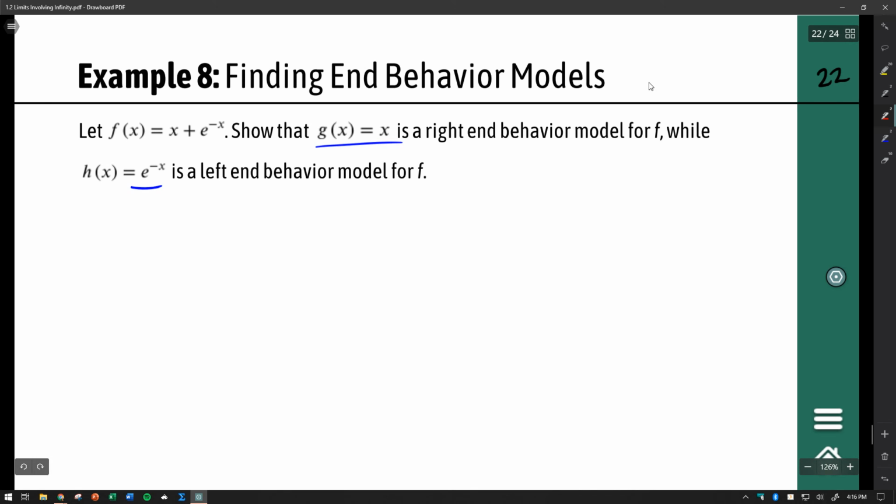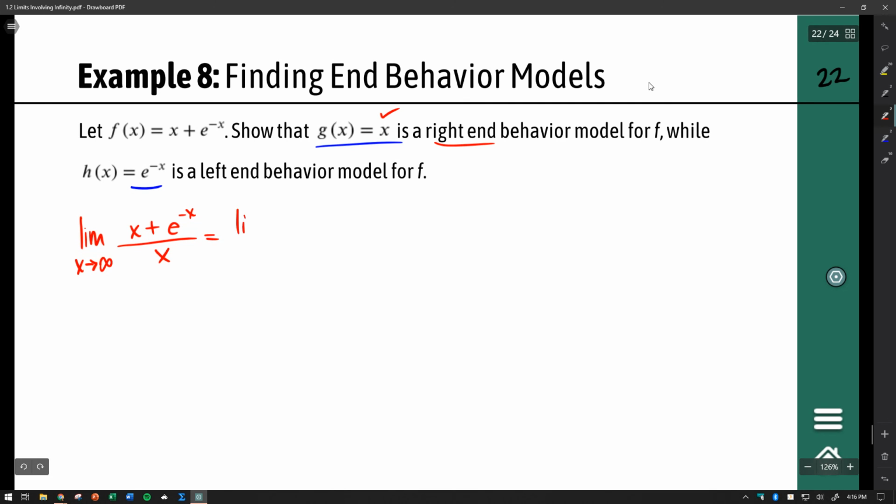So what we would want to do is take a ratio again. So the limit as x goes toward, let's do the right end behavior model first, as x goes towards infinity of x plus e to the negative x all over x. And we need to show that this limit is 1, right? Because if it's equal to 1, then this is indeed a right end behavior model.